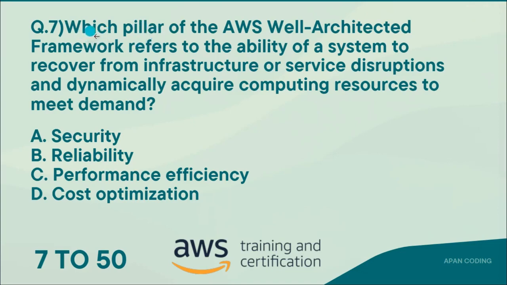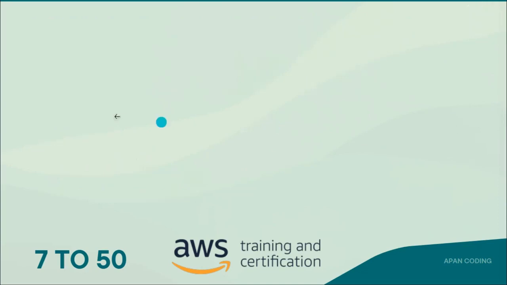Now move on to question number 7. Which pillar of the AWS Well-Architected Framework refers to the ability of a system to recover from an infrastructure or service disruption and dynamically acquire computing resources to meet demand? So friends, what will be the answer? It will be reliability. Why are we selecting the cloud? Because of auto scaling, reliability, and cost effectiveness. That's why we are moving to the cloud side. So this question's answer will be reliability.